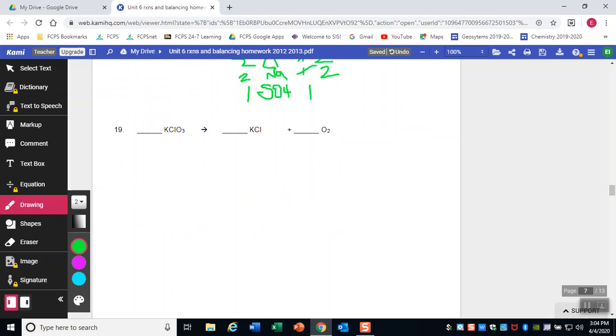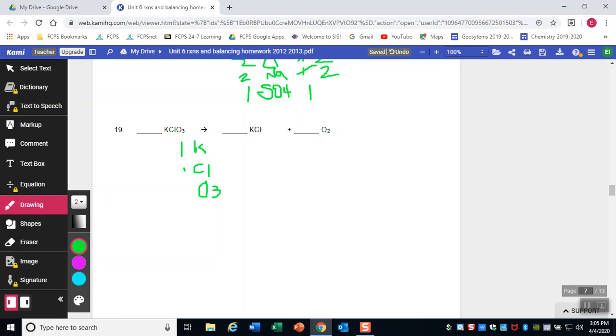All right, 19. Let's put the elements down. There's my chlorate, ClO3. Oh, but I don't want to do that because I don't have those on the other side. So let's split it up. Right, this is decomposition. So we'll do them all separately.